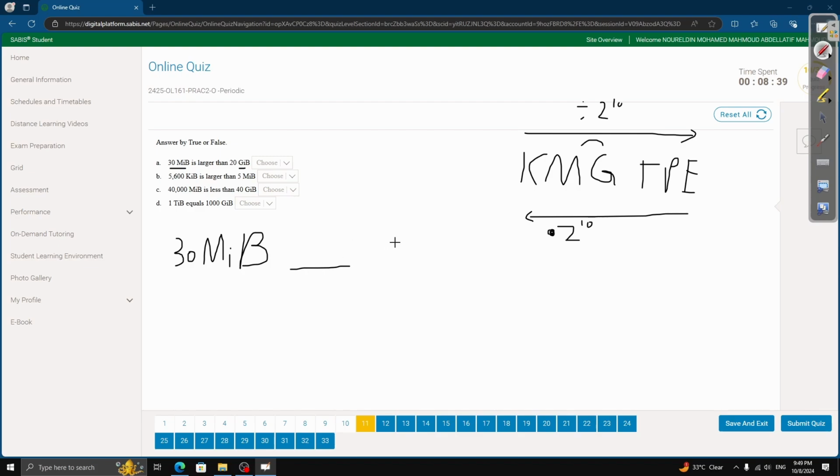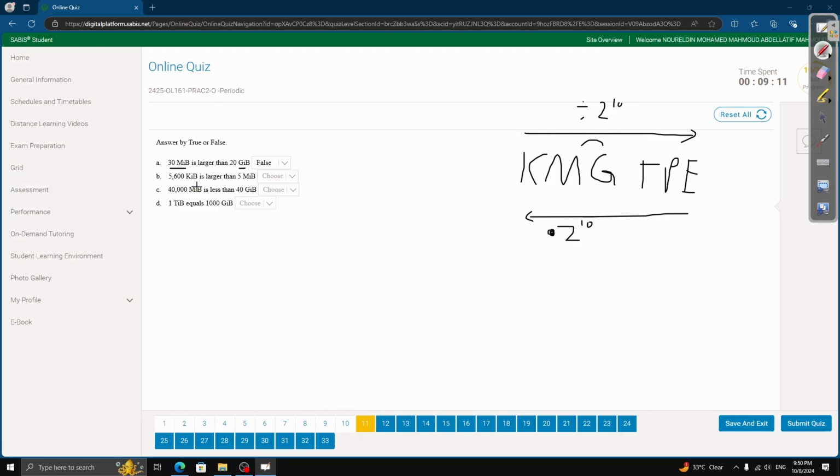We put a line here to represent either larger or greater than, and 20 times 2 to the power of 10 MiB. Without a doubt, this is false. 30 MiB is less than, so choose this as false. 5,600 kibibytes is larger than 5 mebibytes.